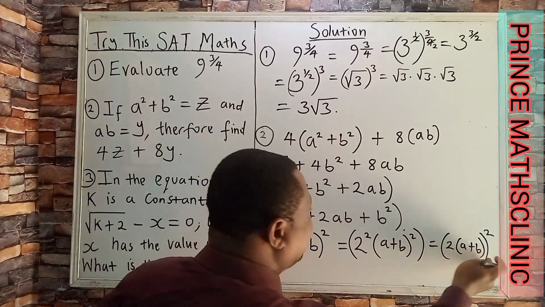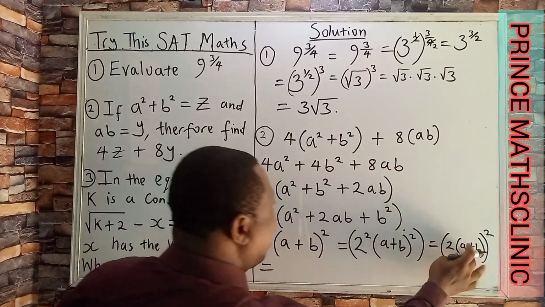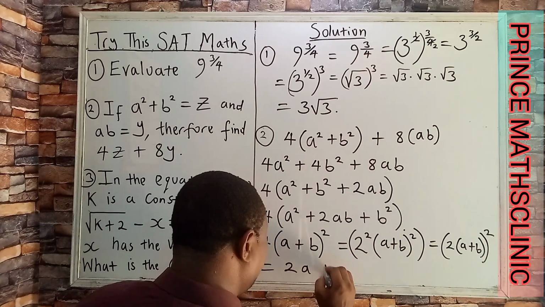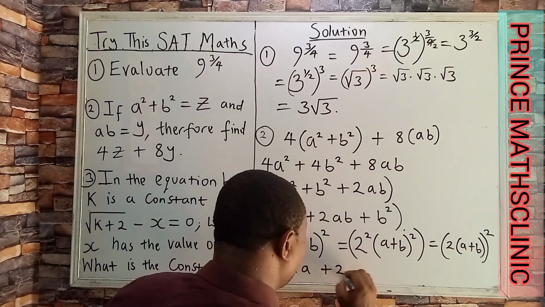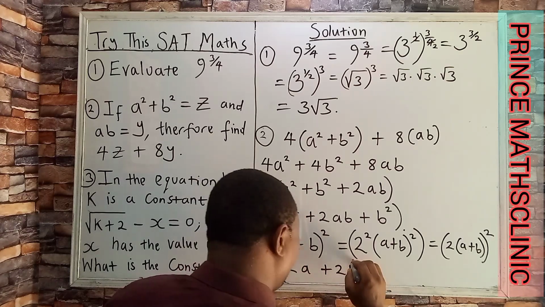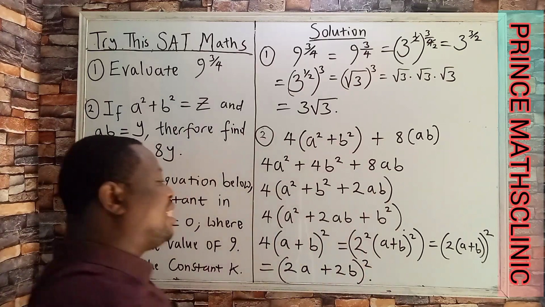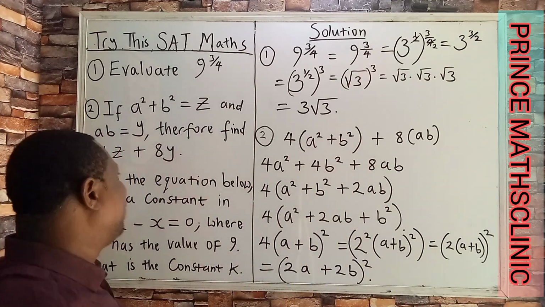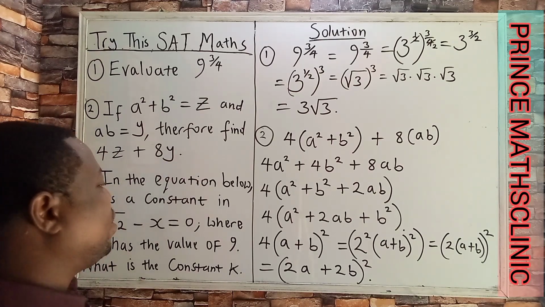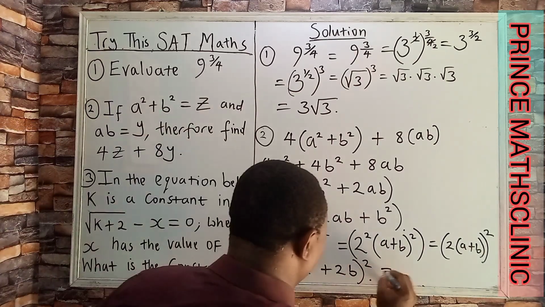So I can expand this. 2 times a becomes what? 2a. 2 times b becomes what? 2b, all squared. That is the final simplification to the second question.